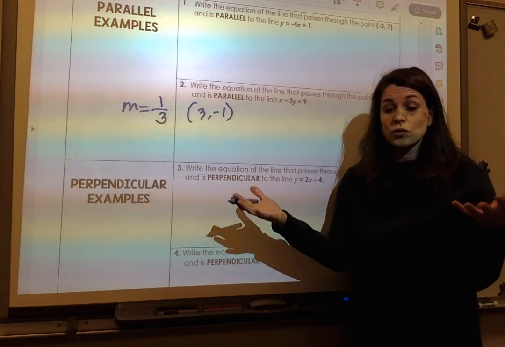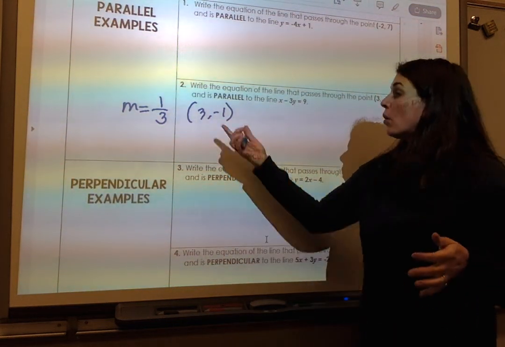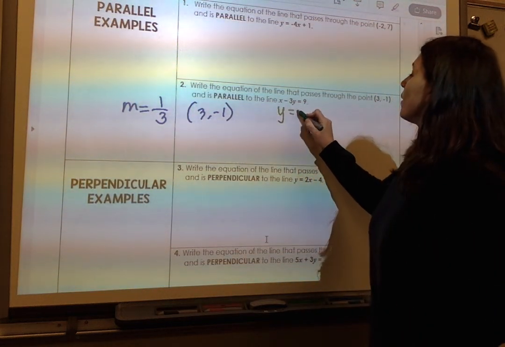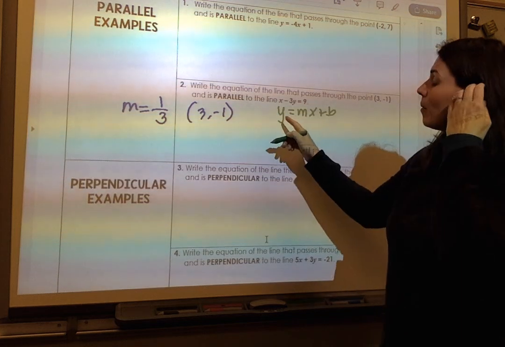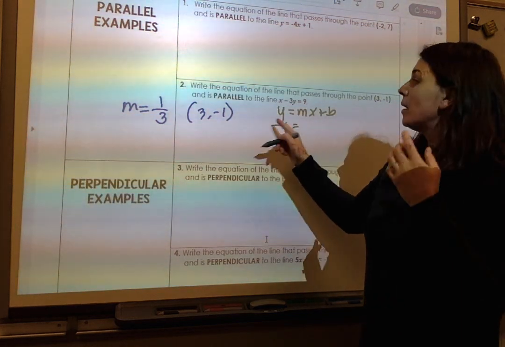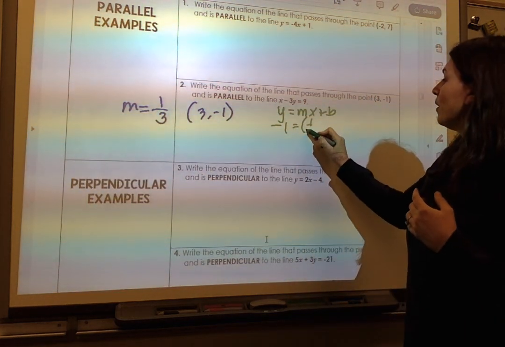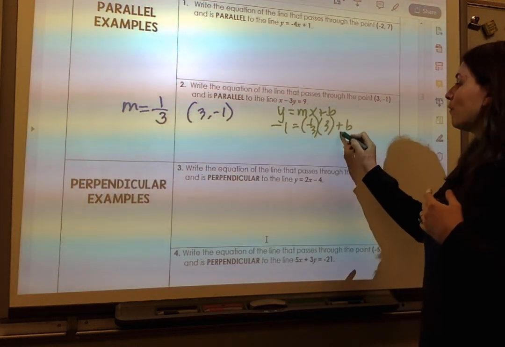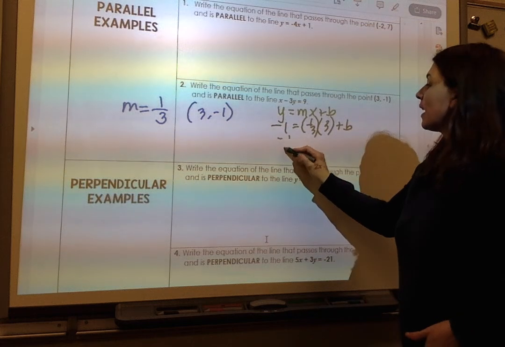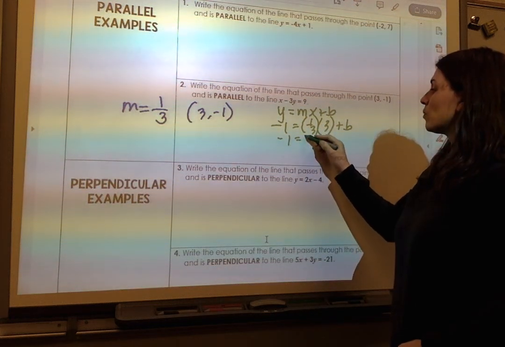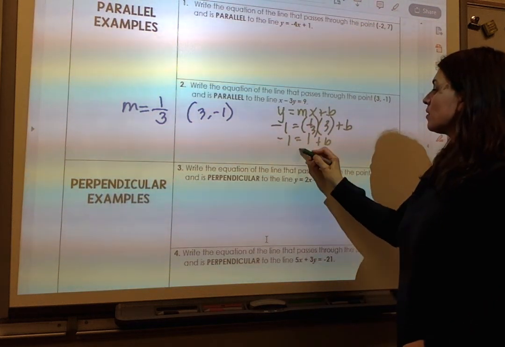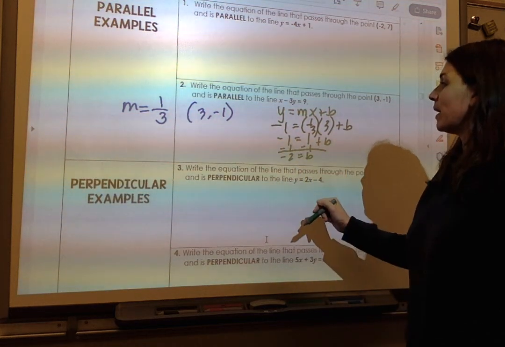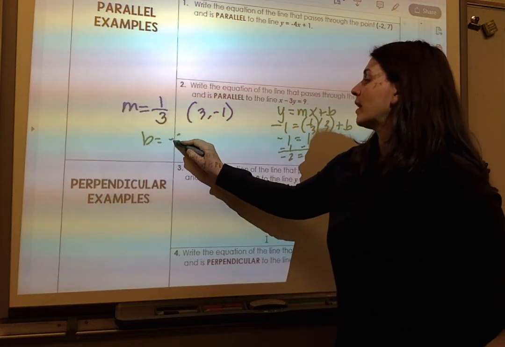So again, I can do point-slope formula, or I can do the shortcut. I'm going to do the shortcut. So I'm going to use y equals mx plus b. My y value is negative 1. My slope is 1/3. My x value is 3. And I'm looking for a beginning point. So negative 1 equals 1/3 times 3 is 1 plus b. Subtract 1 on both sides. And I get negative 2 equals b. So my beginning point is negative 2.